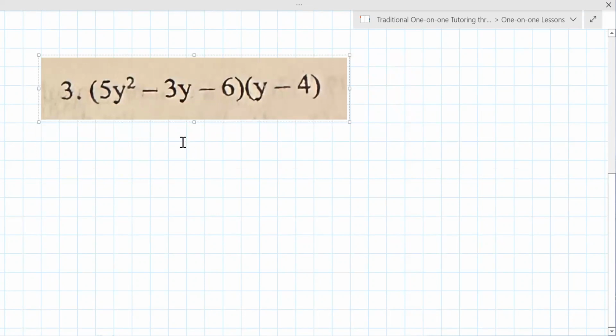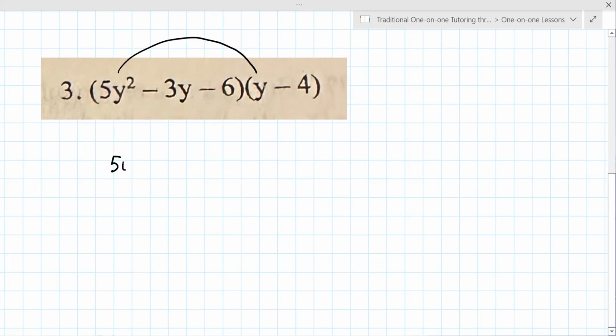Do I multiply it out? Yes, but give me more words. What are you going to multiply first? 5y squared times y. And what are you going to multiply second? 5y squared times -4. And how about third? -3y times y. Okay, good. And next? -3y times -4. Good. And then what's your next one? -6 times y, and then -6 times -4.